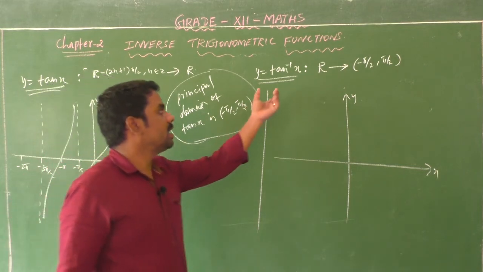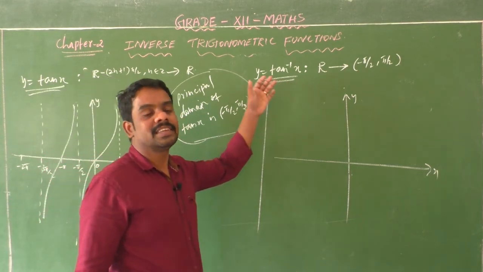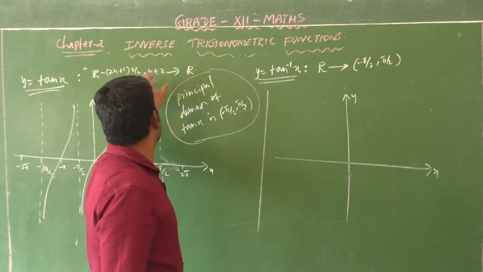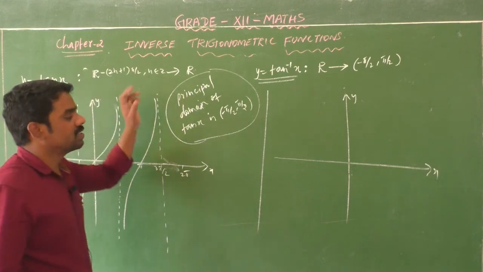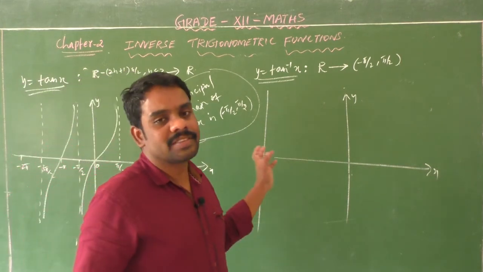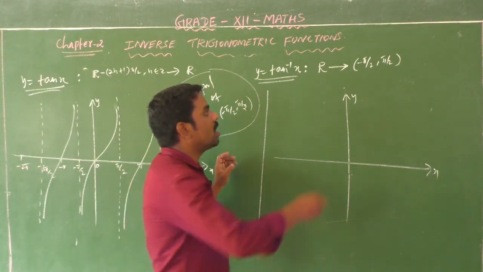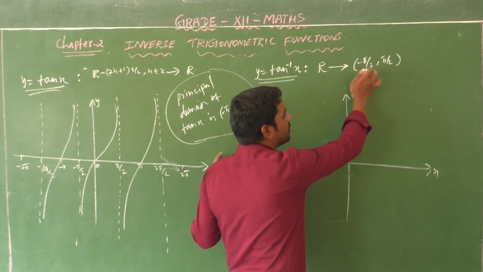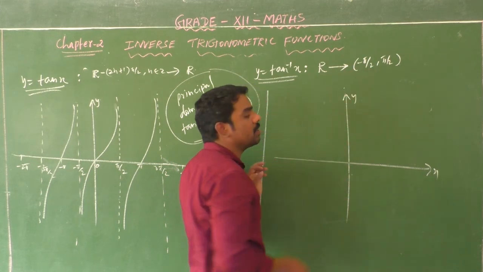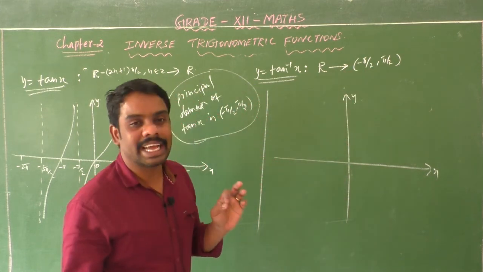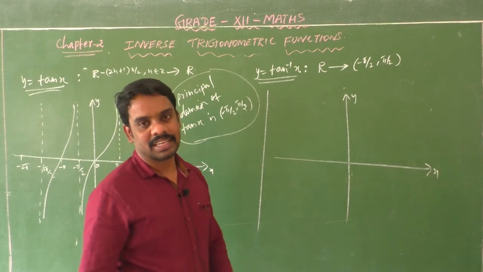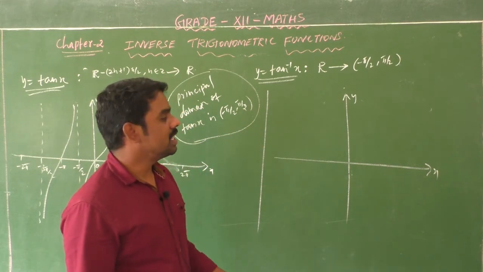The domain of the tan inverse x function is the codomain of the tan x function. So here R maps to the open interval minus pi by 2 comma plus pi by 2, which is the range of the function tan inverse x.